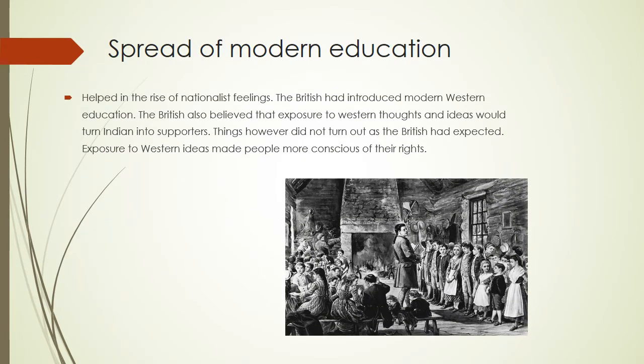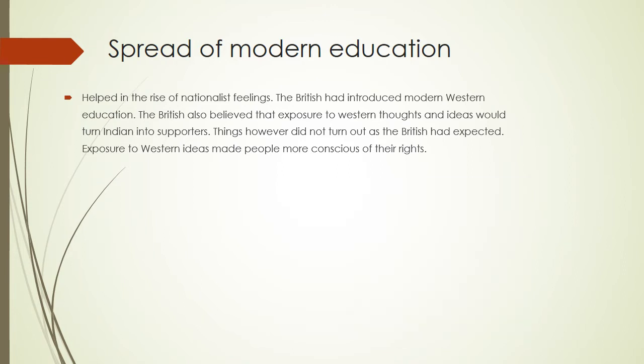The spread of modern education also helped in the rise of nationalist feelings. The British had introduced modern Western education to prepare Indians to work at low posts in the administration. The British also believed that exposure to Western thoughts and ideas would turn Indians into supporters of the British rule in India. Things, however, did not turn out as the British had expected.